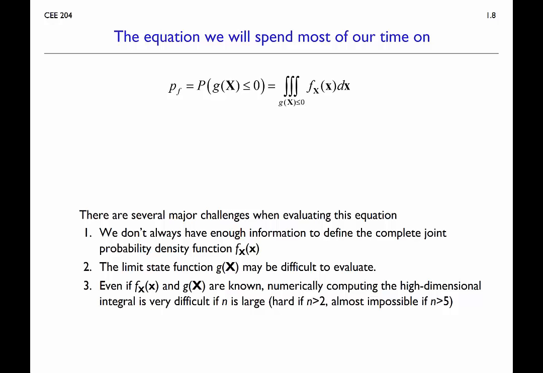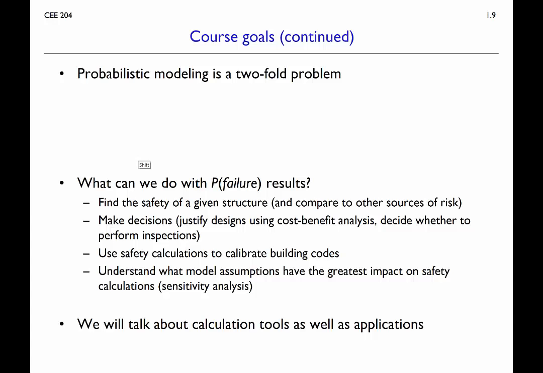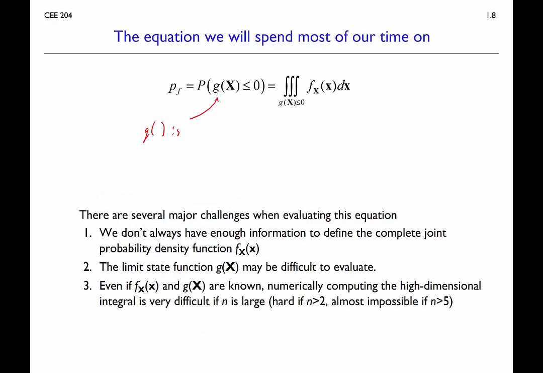Now what we're doing here is I've got this function g of x. So g, and I'll just leave the argument blank, is some function that indicates failure when g of x is less than 0. So this is going to be some function, and if I plug in the values of these inputs x, the function will tell me whether I have a failure or not.